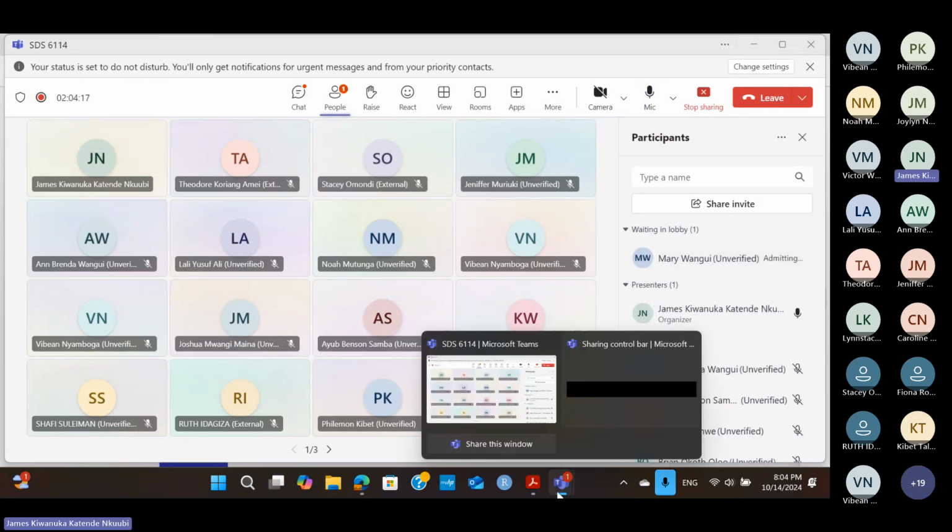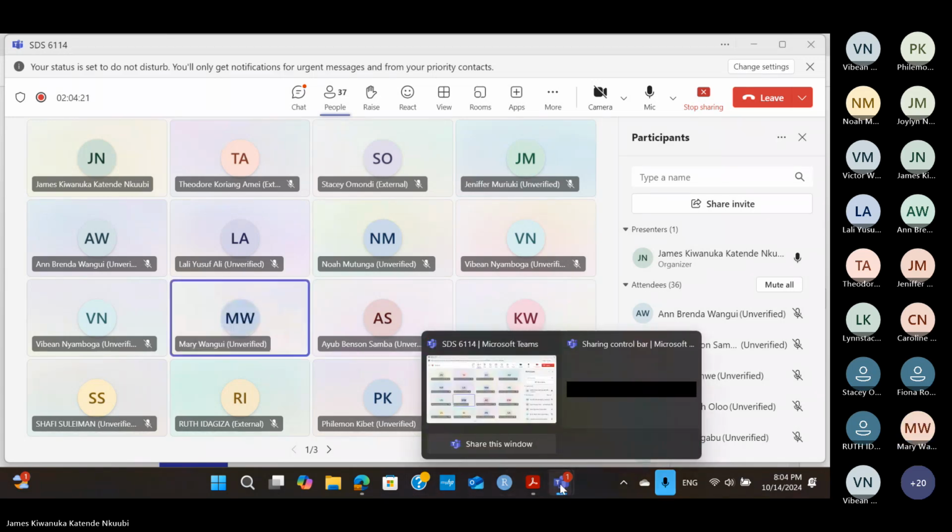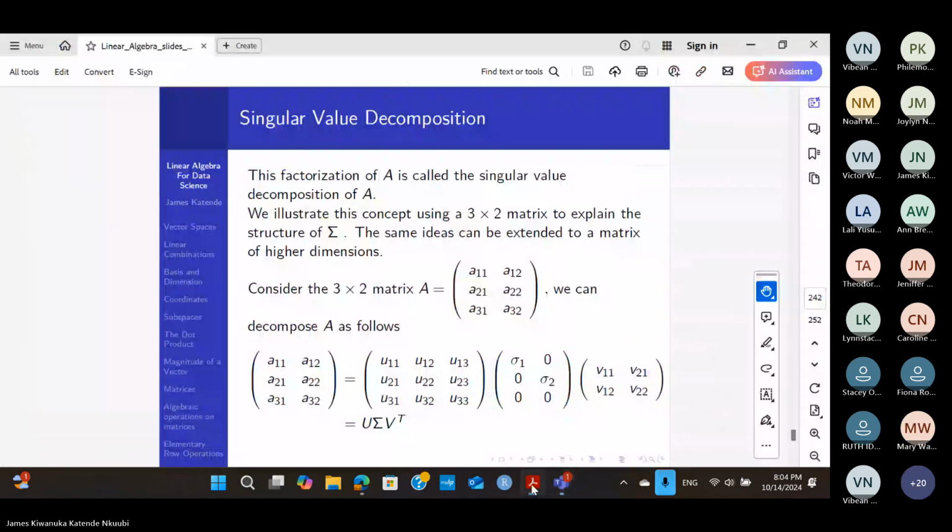We can continue now. Here we're looking at some examples of how this decomposition will look. So here we have a full decomposition of a 3x2 matrix. We have our matrix U, times sigma. It's on this side.